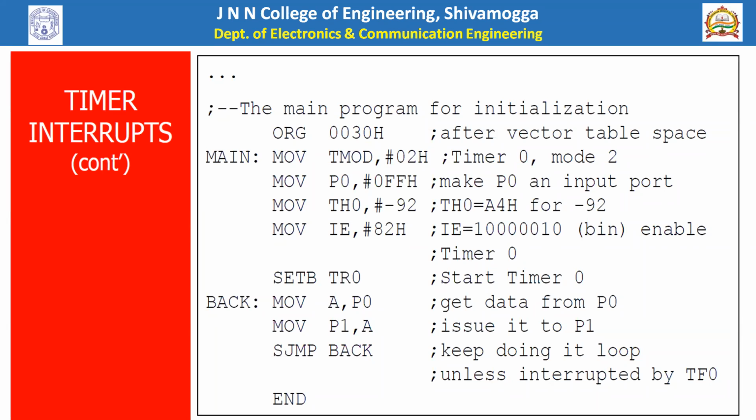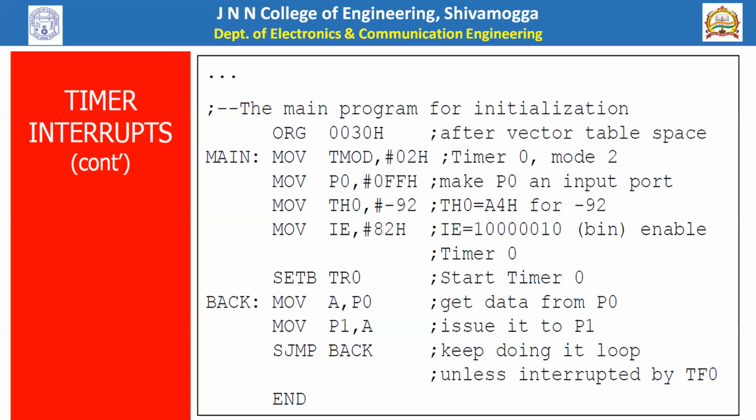So you keep on doing your main job. Later, TH0 loaded with minus 92, which is A4, increments until FF and rolls over. What do you mean by rolling over? It is once again reloaded with the initial count. What is the initial count? A4.